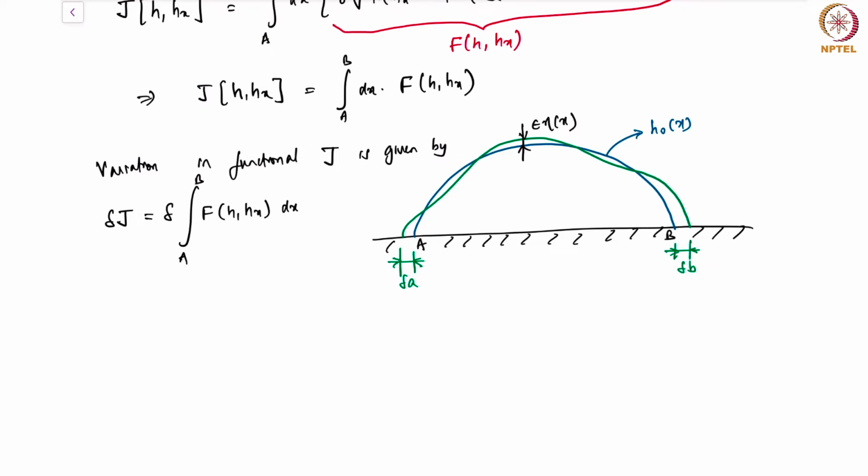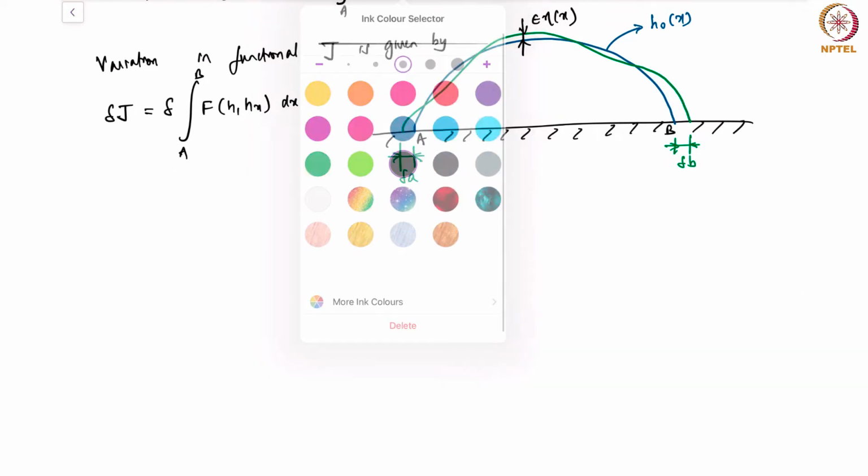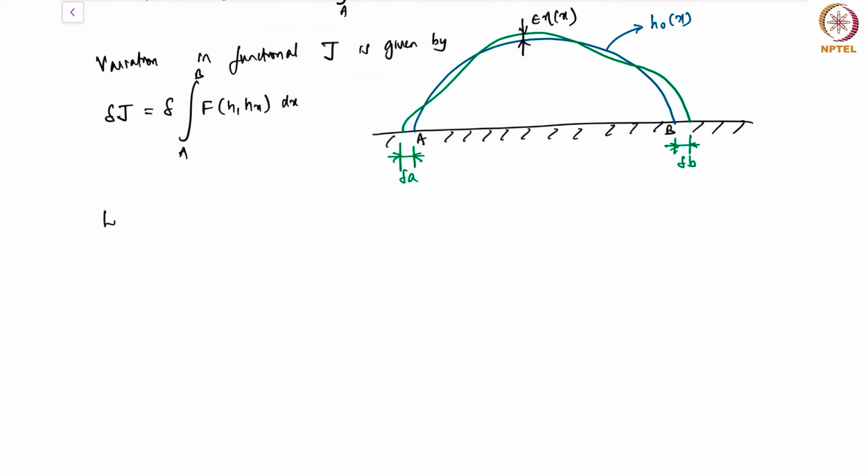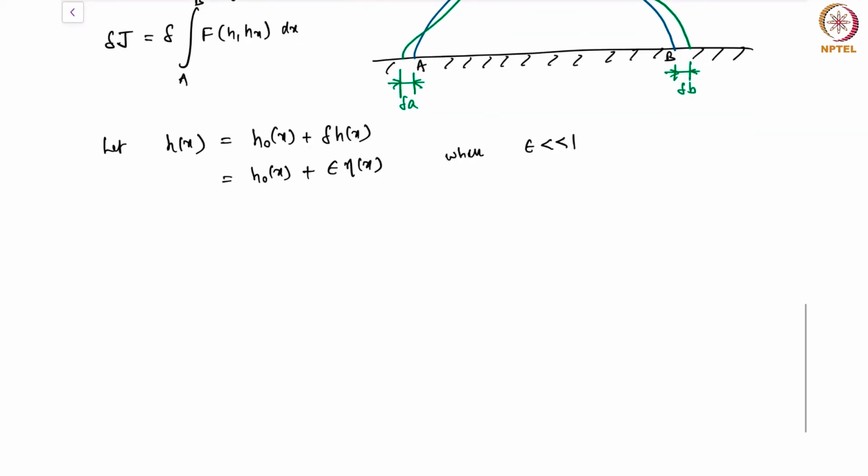Okay. So now we will define this quantity h of x as h naught of x plus a variation in h, and this variation of h can simply be defined as epsilon eta of x, where epsilon is very, very small and eta of x is an arbitrary function.